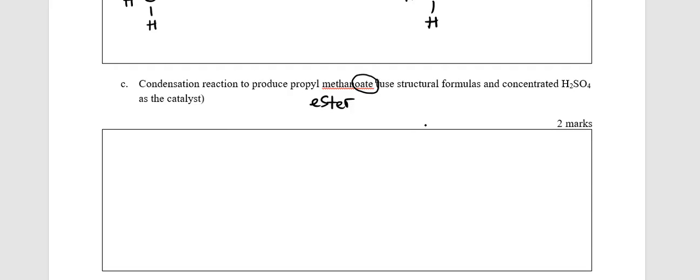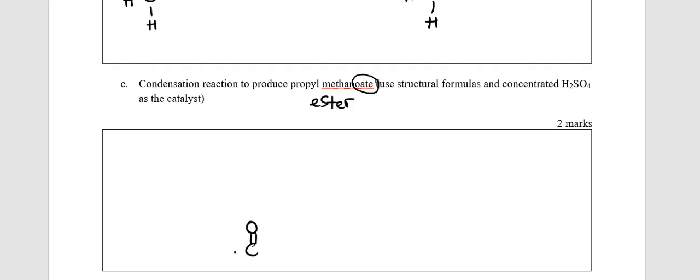Now, there are multiple ways to draw an ester, and at the end of the day, you decide on the best method. But what I tend to do is I start with, am I going to have enough room? Probably not. Okay. I start with the ester bond.